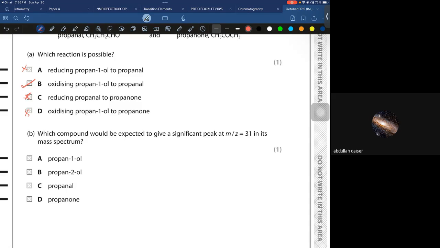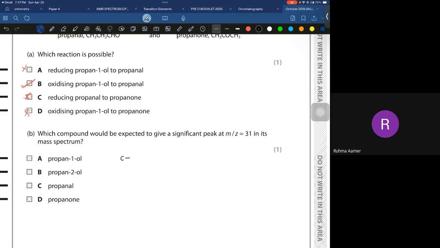Which compound would be expected to give a significant peak at mass-to-charge ratio 31 in its mass spectrum? Is it C because of the aldehyde? They have not mentioned that this should be an aldehyde. Do we not use infrared spectroscopy? Sir, how would we know? I have no idea about this question, sir. Okay, basically we first need to draw it out, convert it into ions, and then calculate the Mr.